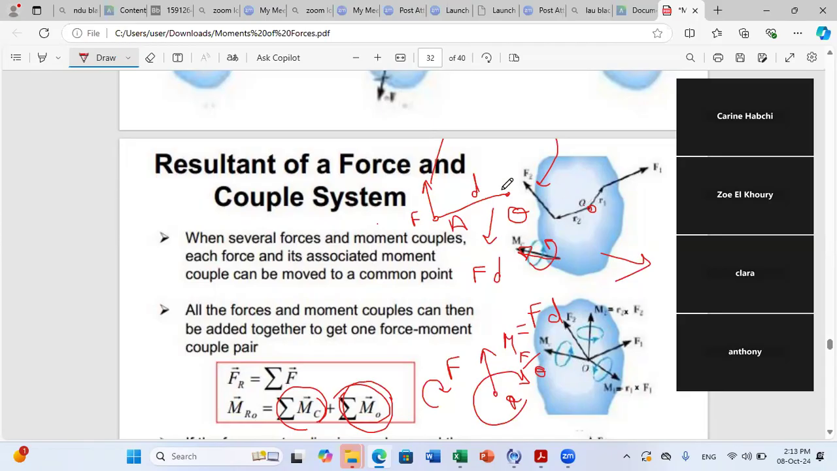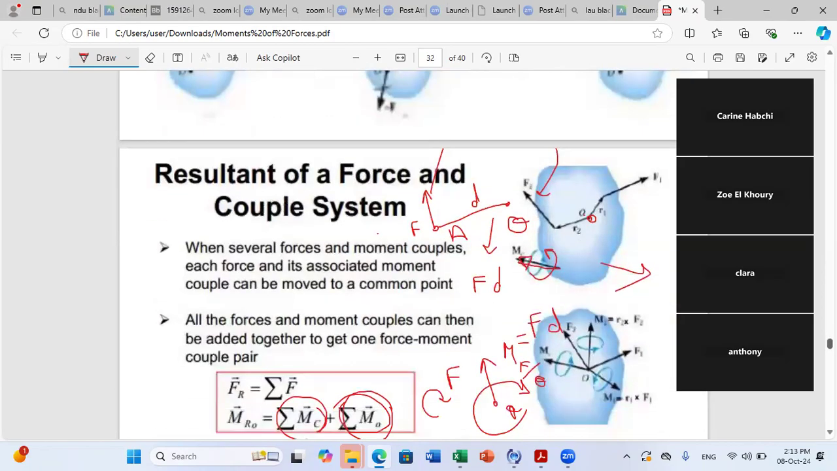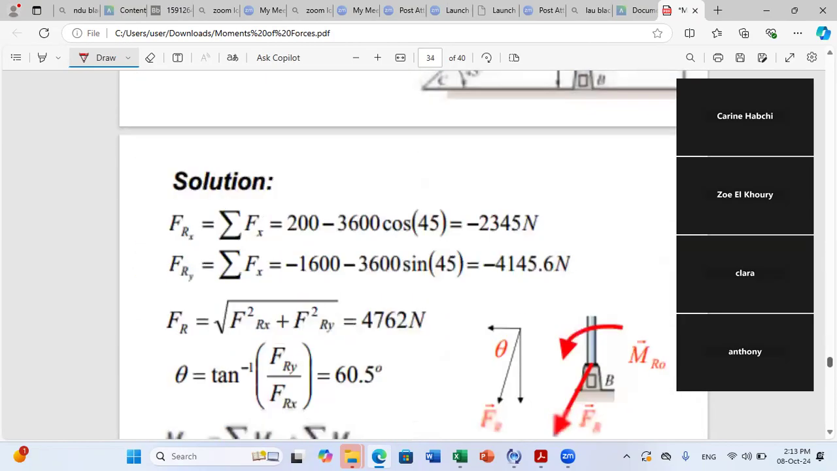Other question on the course material? Concerning distributed load, do you have any problem with it?